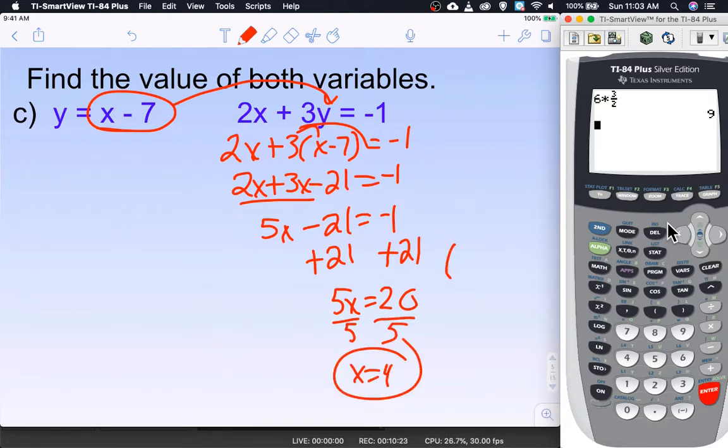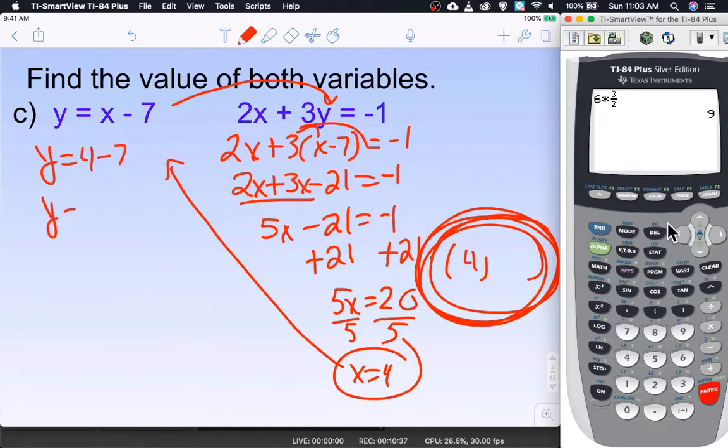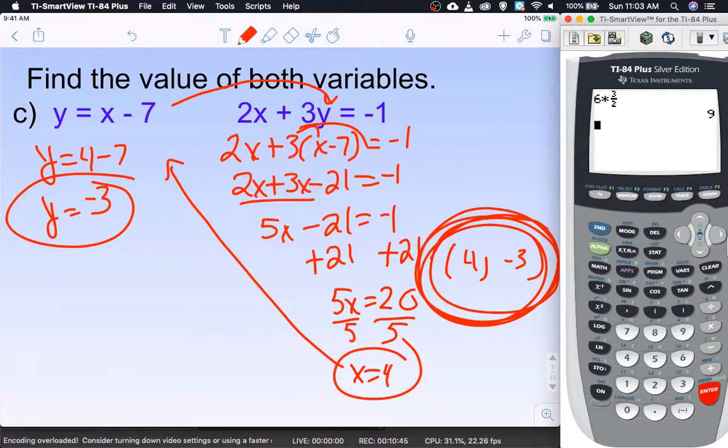So I found the x coordinate of my solution. To find the y coordinate, I'm going to take x equals 4 and plug it in up there. So y equals 4 minus 7. Y equals negative 3. So there's my solution, 4 comma negative 3. X is 4, y is negative 3. And that wasn't too bad.